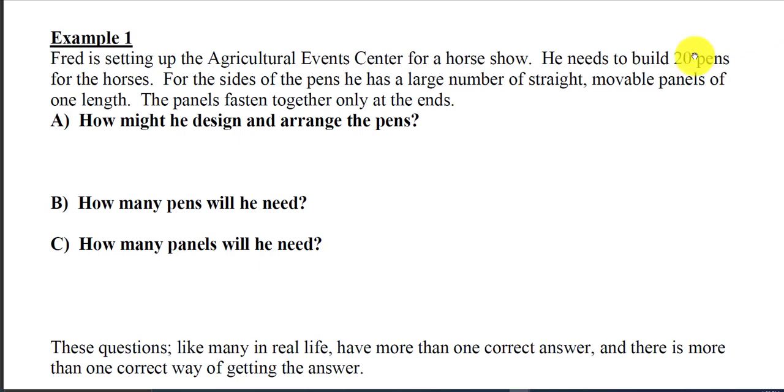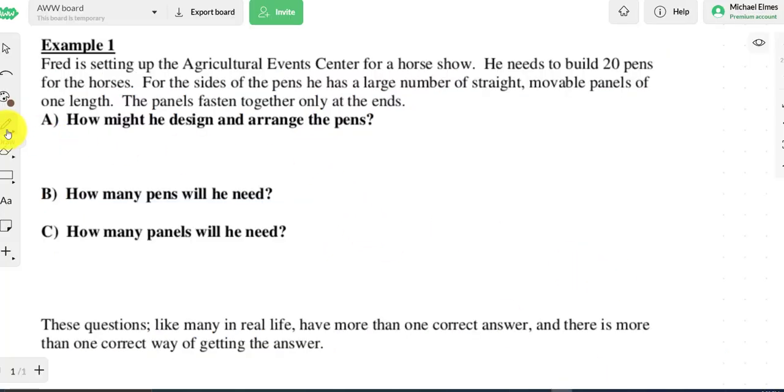So I need 20 pens. It asks, how might he design and arrange the pens? Let's think about this. I'm thinking one design could look like this. I could draw a square and put my horse in the middle. I can't draw very well, so I'm going to pretend that's a horse. So that could be one pen for one horse.